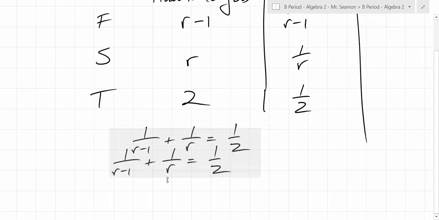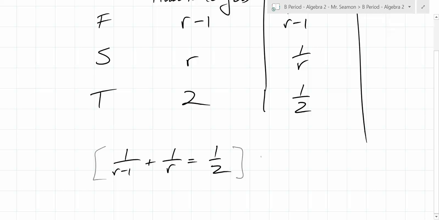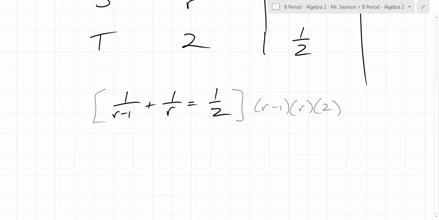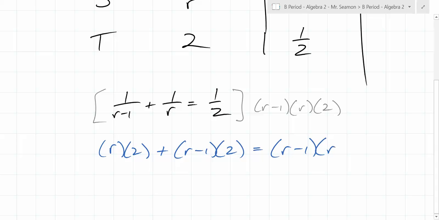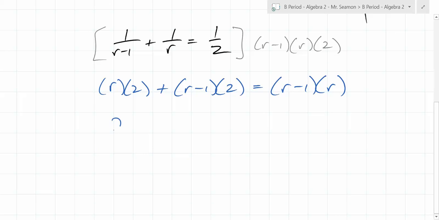So in this one, what did I like you guys to multiply by? r minus 1 times r times 2, right? It's just the common denominator. So if you multiply that out, what do you end up with? You end up with r times 2 plus r minus 1 times 2 equals r minus 1 times r. Is that a quadratic? Is it in standard form? No, this should be pretty automatic by now.